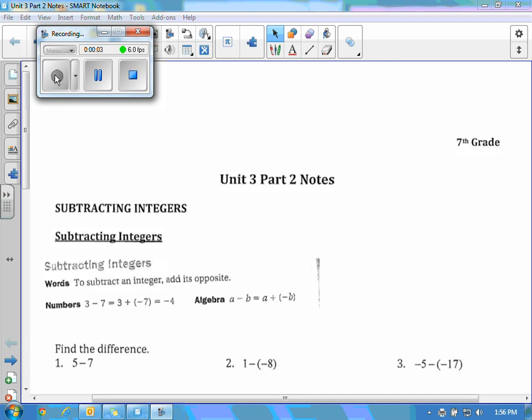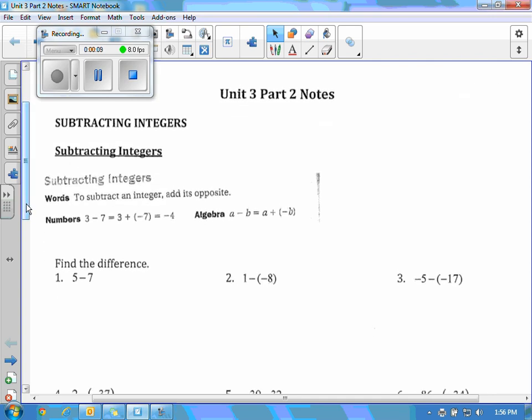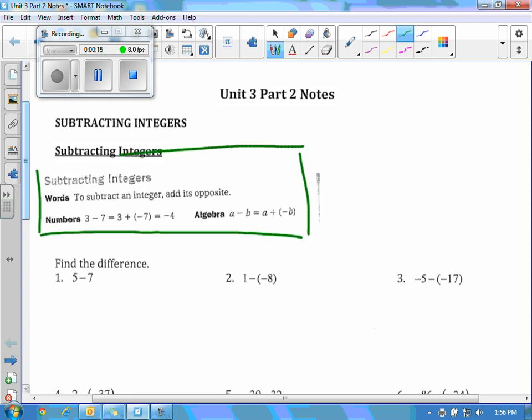In Unit 3, Part 2, we're going to be talking about subtracting integers. So we did adding integers in Part 1, we'll do subtracting integers in Part 2. Again, I copied and pasted this straight out of your textbook. If it helps you, great. If it doesn't, don't worry about it. I'll explain it as we go through it.